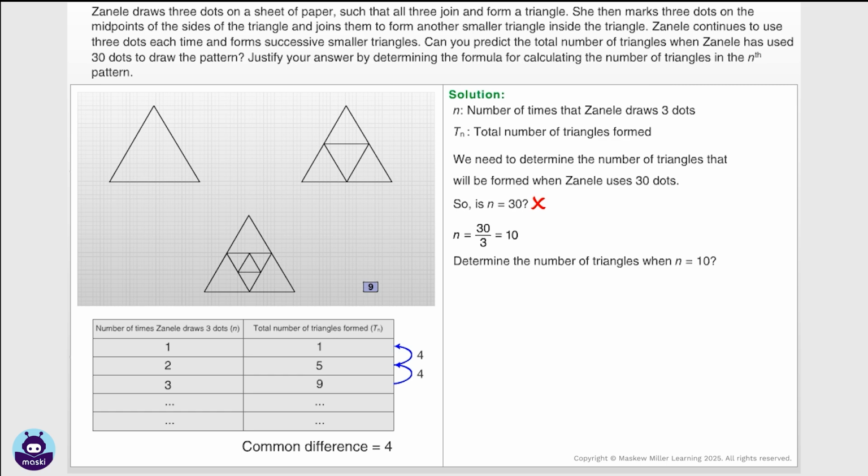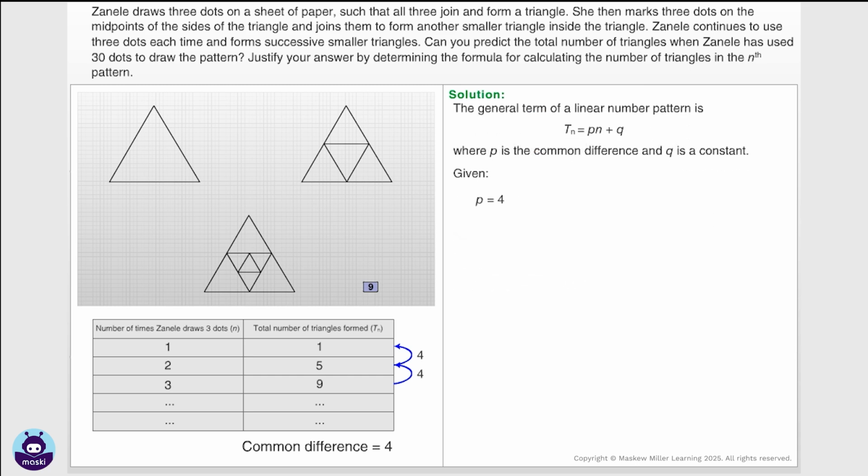We can keep adding 4 to each term in the sequence to calculate the answer, but that will be a bit tedious. Have we learned a quicker way of finding the answer? Recall that the general term of a linear number pattern is Tn equals Pn plus Q, where P is the common difference and Q is a constant.